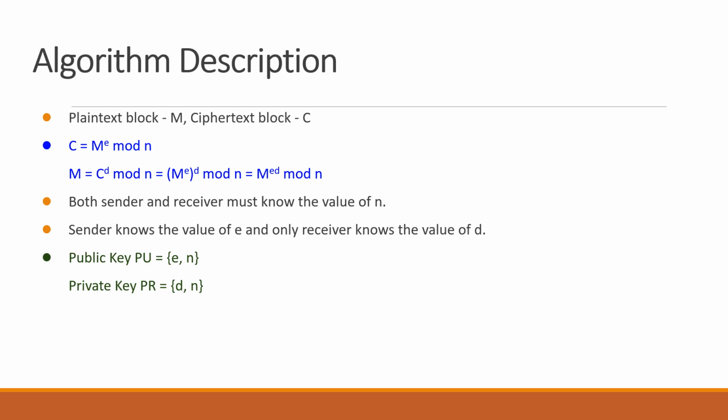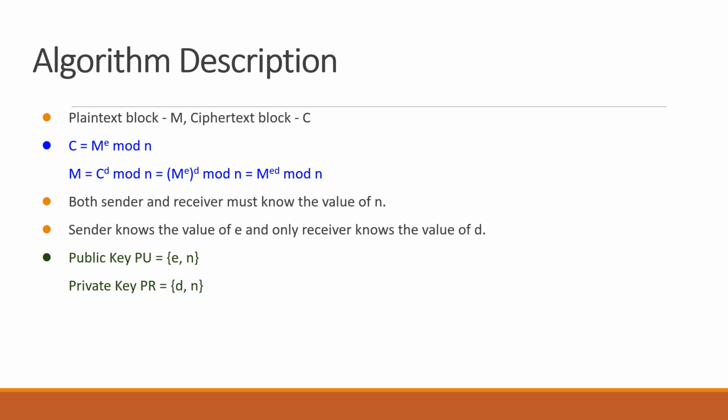The algorithm description is given on this particular slide. C is nothing but your ciphertext and M is nothing but your plain text. So C is calculated with the help of the formula M to the power E mod N, where M is the plain text and E is an integer value which we have chosen, which will be relatively prime to phi of N. Okay, and then M is given by the formula capital C to the power D mod N.